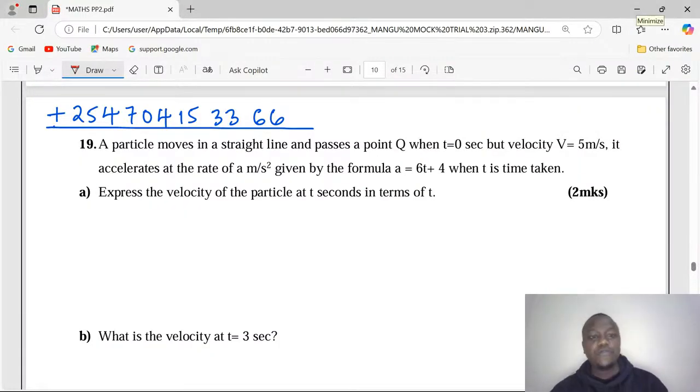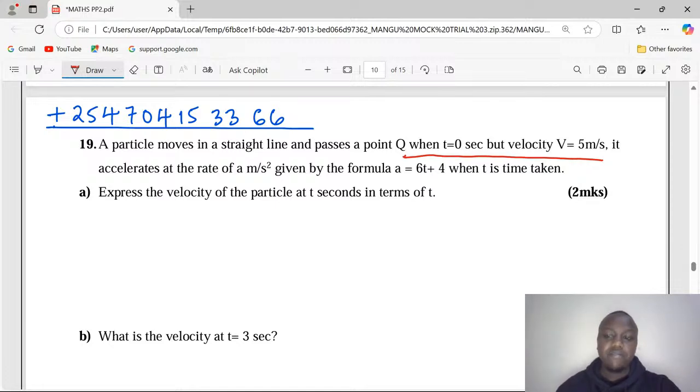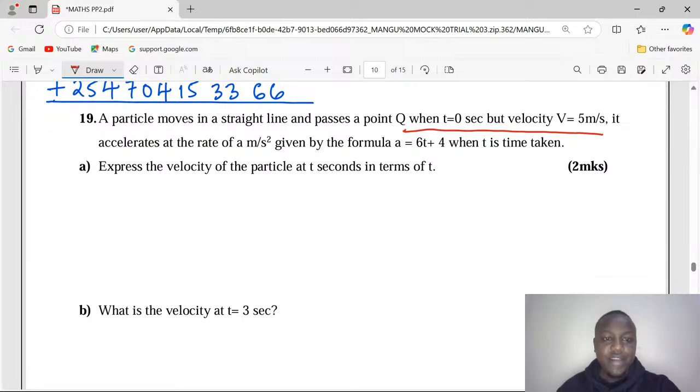Number 19. A particle moves in a straight line and passes through a point Q when t equals 0, but the velocity equals 5 meters per second. It accelerates at the rate of a meters per second squared, given by the formula a equals 6t plus 4, where t is time taken. Part A: express the velocity of the particle at t seconds in terms of t.